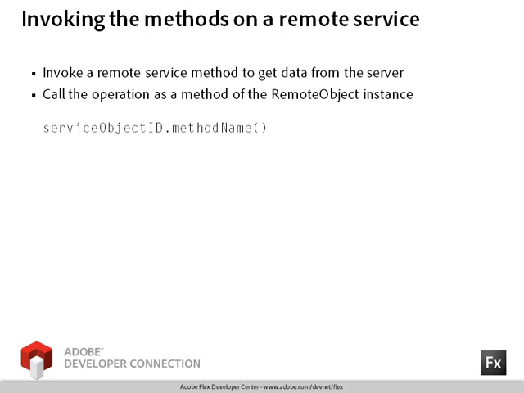You call the operation as a method of the RemoteObject instance using dot notation. You reference the service object's ID property, the dot, and then the method name. Obviously, you will need to know the server-side method names. You can invoke these operations on Flex Framework system and user events.